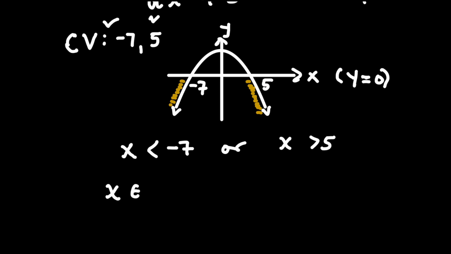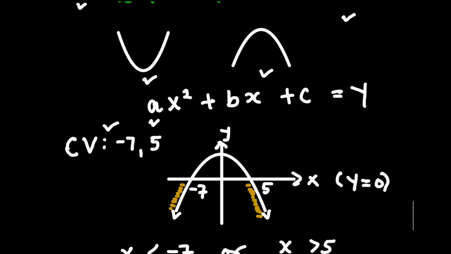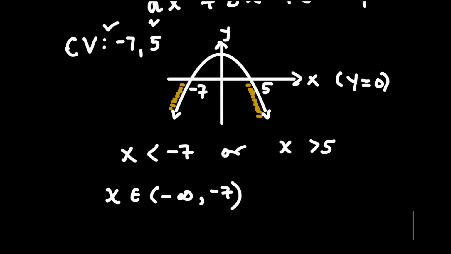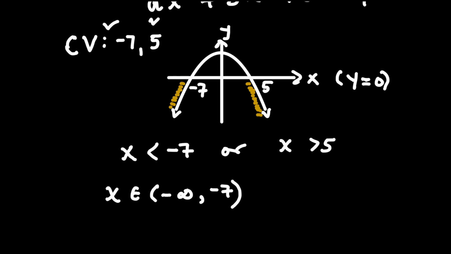This weird looking symbol here just means an element of, or a member of. So x is a member of -infinity to -7. It's going to be a round bracket like this because it's strictly less than. If it was less than or equal to, it would be a square bracket. Then union with 5 to +infinity. So I've literally expressed these portions here.